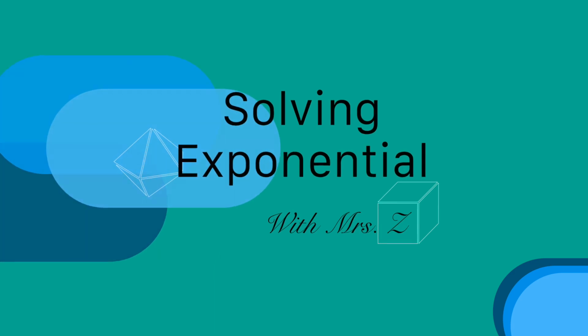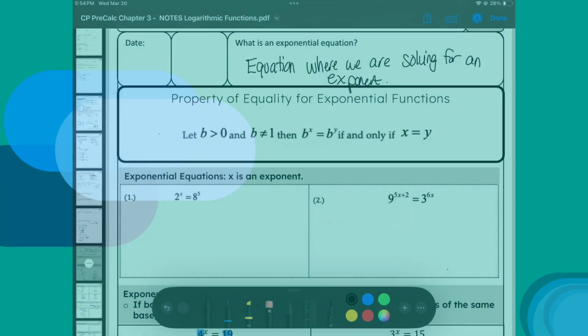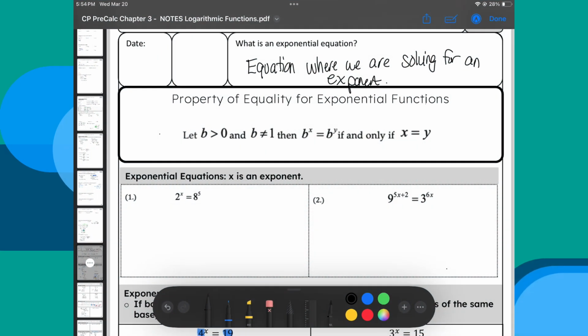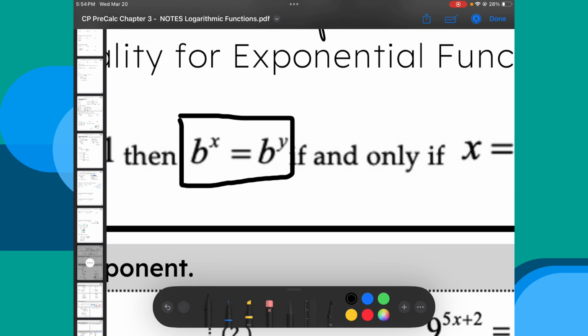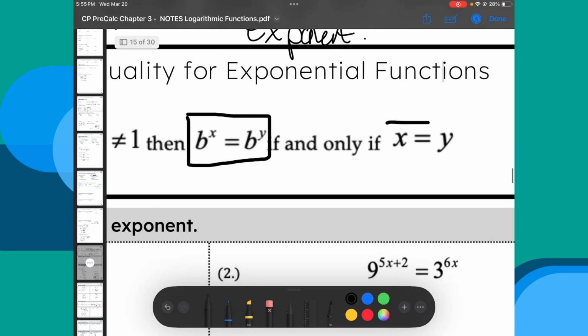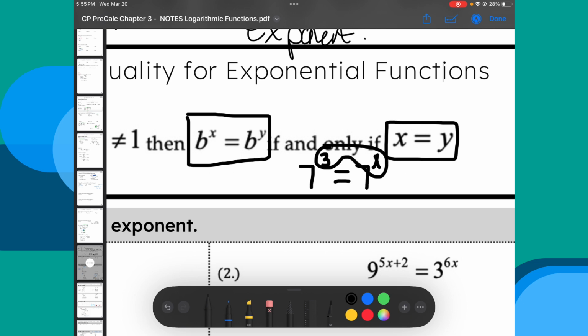Let's solve exponentials first. So an exponential equation is when you're solving for an exponent, and then your property of equality says that if b is greater than 0 and b doesn't equal 1, then if you have two bases being raised to an exponent and the bases are the same, then that can only be true if the exponents are the same. So if you have 7 to the third power is equal to 7 to the x, well then x has to equal 3, that sort of thing.